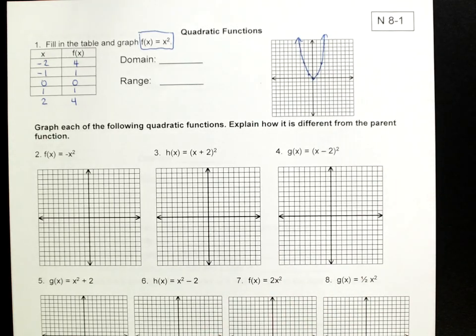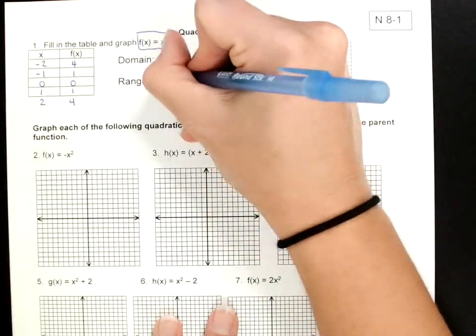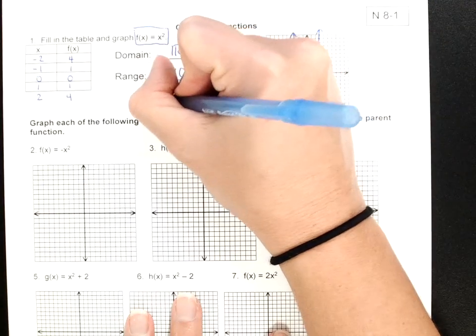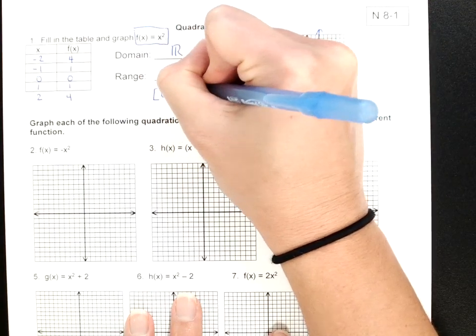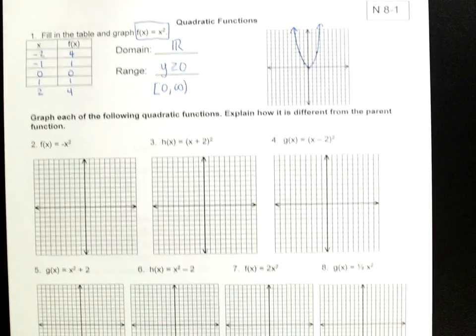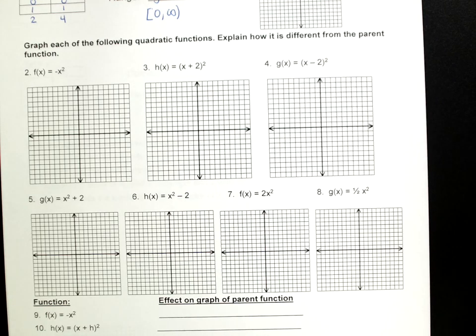There's our parent function. Remember, the domain for our parent function is going to be all real numbers. Range is going to be y is greater than or equal to 0, or if you prefer, from 0 to infinity. Different things that we can do to this equation cause different transformations on our graph.